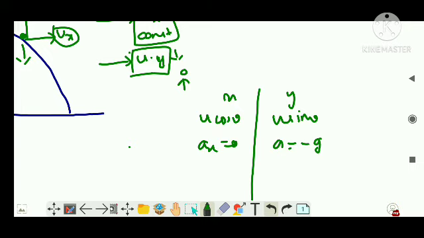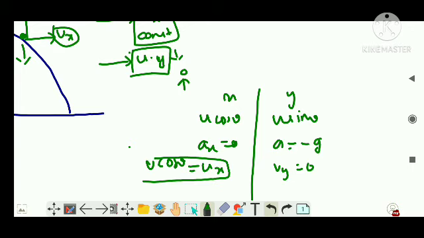Clear? Right? Now at maximum height the y direction velocity vy becomes 0. Whereas at maximum height still the velocity is ux itself, because x direction velocity doesn't change, right? And what is the ux? It is u cos theta. You just wrote it. So at maximum height, x direction velocity, that is ux, is u cos theta, and y direction velocity is 0 at maximum height.